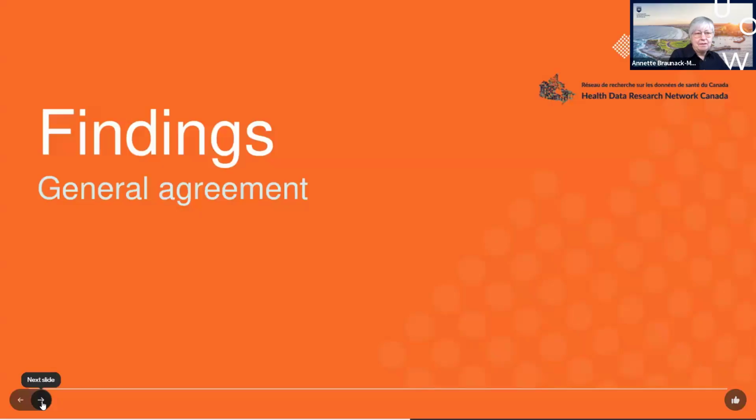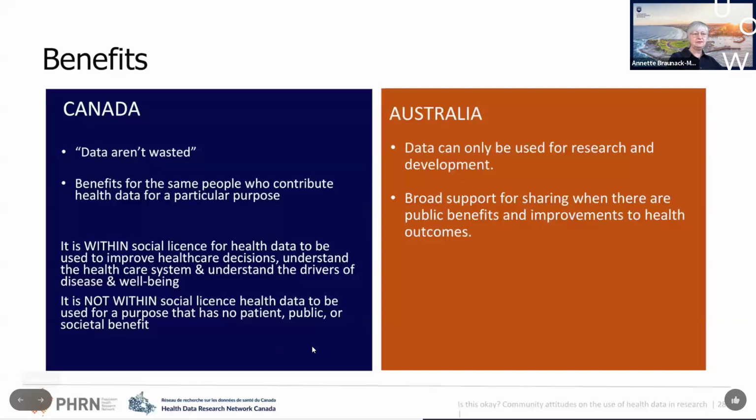So first of all, the general agreement area. In both cases, the work we've done has suggested very similar findings with respect to community views about the need for benefits to arise to the population who contribute the health data. Because we're talking about health, there's been an emphasis on there needing to be benefits for the health and well-being of the population. Part of the reason for this is to ensure that we're not wasting the data that are collected about people, and also to make the best use and more use of information that people are having collected about them.